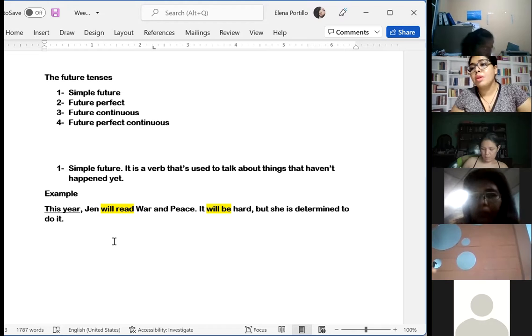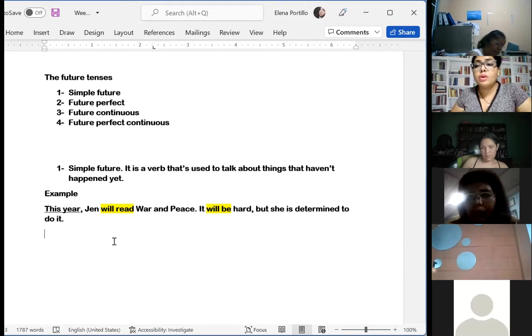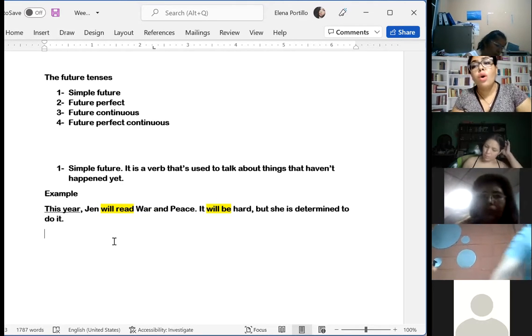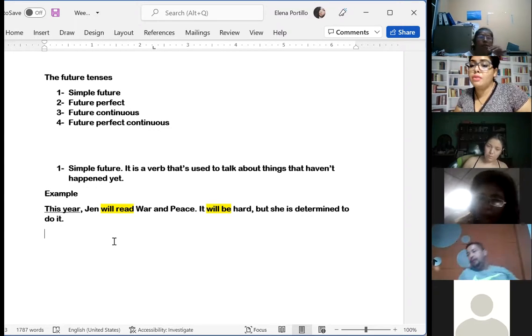Tenemos varias cosas que podemos ver en esta frase. Tenemos una frase al inicio que nos está determinando el tiempo en el que va a suceder una acción. Luego tenemos el auxiliar will que nos va a servir para el futuro. Tenemos el verbo también que nos va a determinar, ¿verdad?, la acción que se está llevando a cabo o se va a llevar a cabo en el futuro.